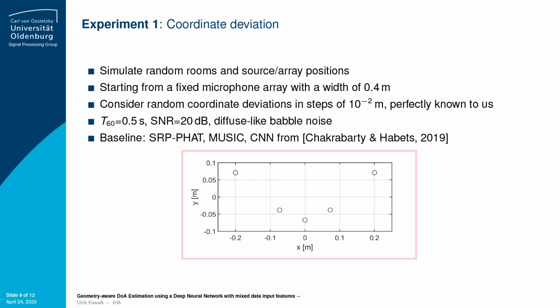Starting from this geometry, we consider random deviations in the microphone coordinates in steps of 1 centimeter. These deviations are perfectly known to us. As baseline algorithms, we use SRP-PHAT, MUSIC, and the convolutional DNN from the 2019 paper by Chakrabarty and Habets that has been trained using the shown microphone geometry.